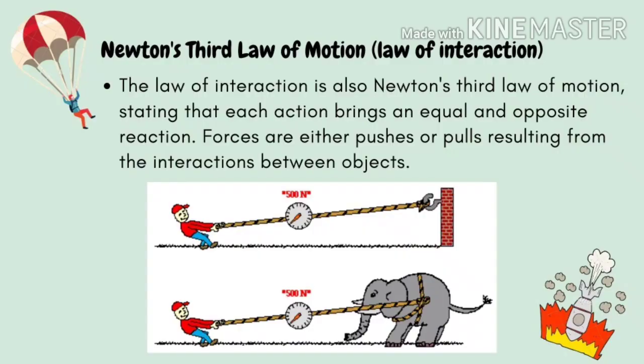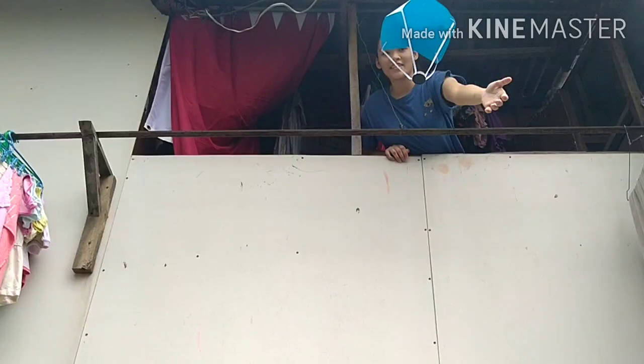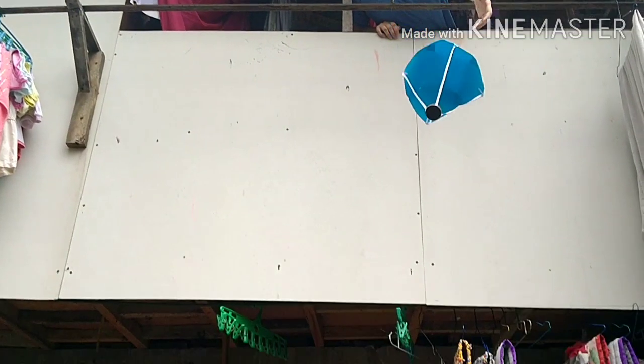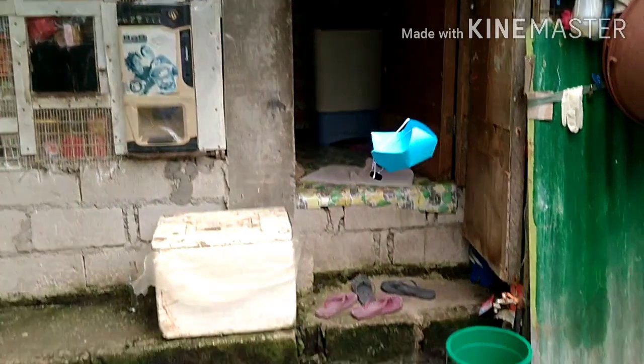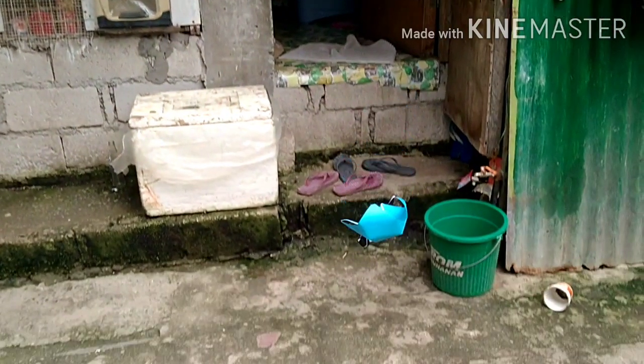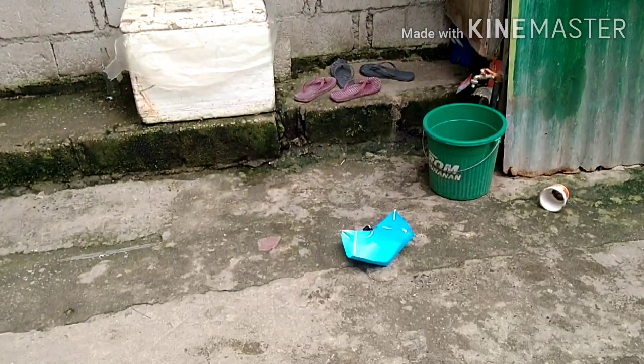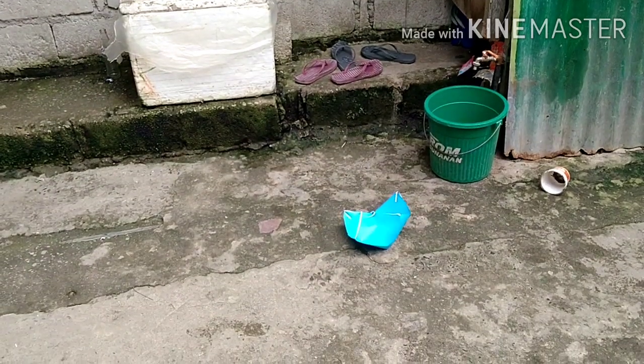The third law of motion is the law of interaction. This law talks about equal and opposite forces in nature. This is an example of the third law of motion in this activity. The equal and opposite forces in skydiving are the Earth's gravitational pull on the skydiver and the skydiver's gravitational pull on the Earth. The parachute slows down because of the air resistance.